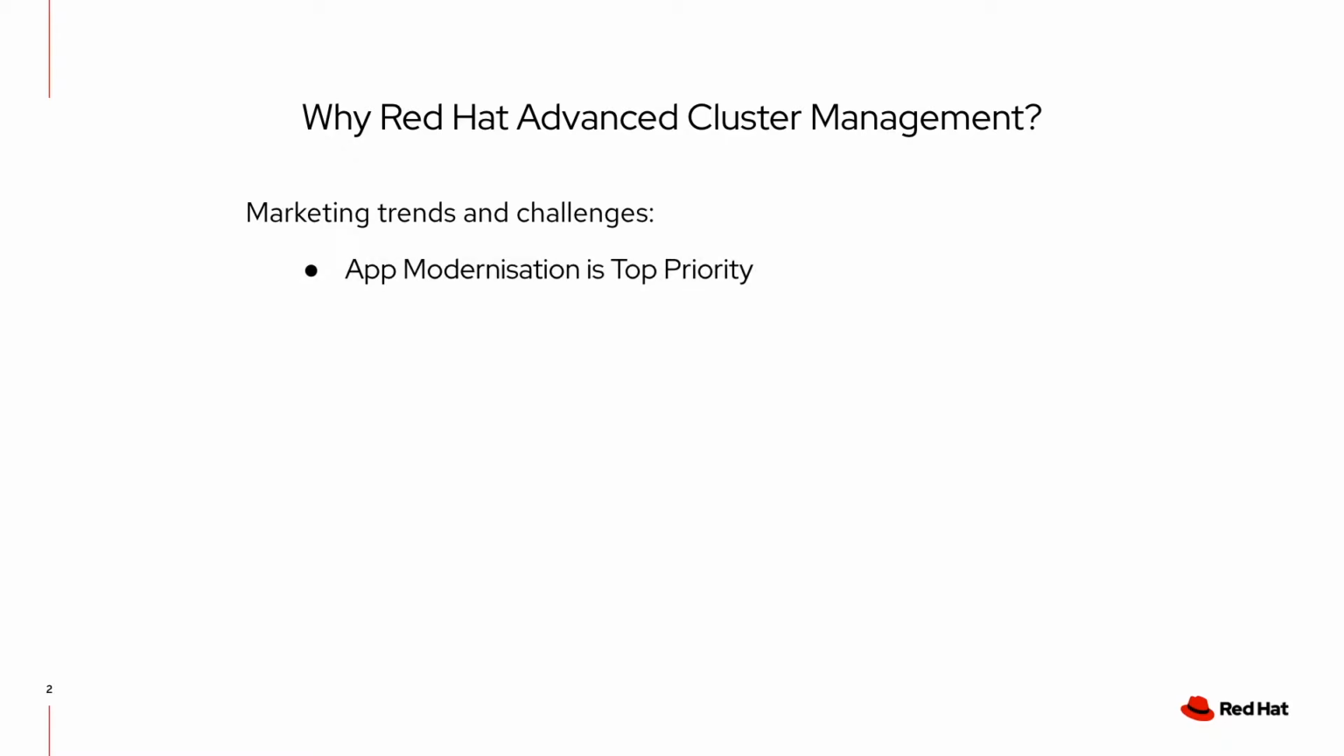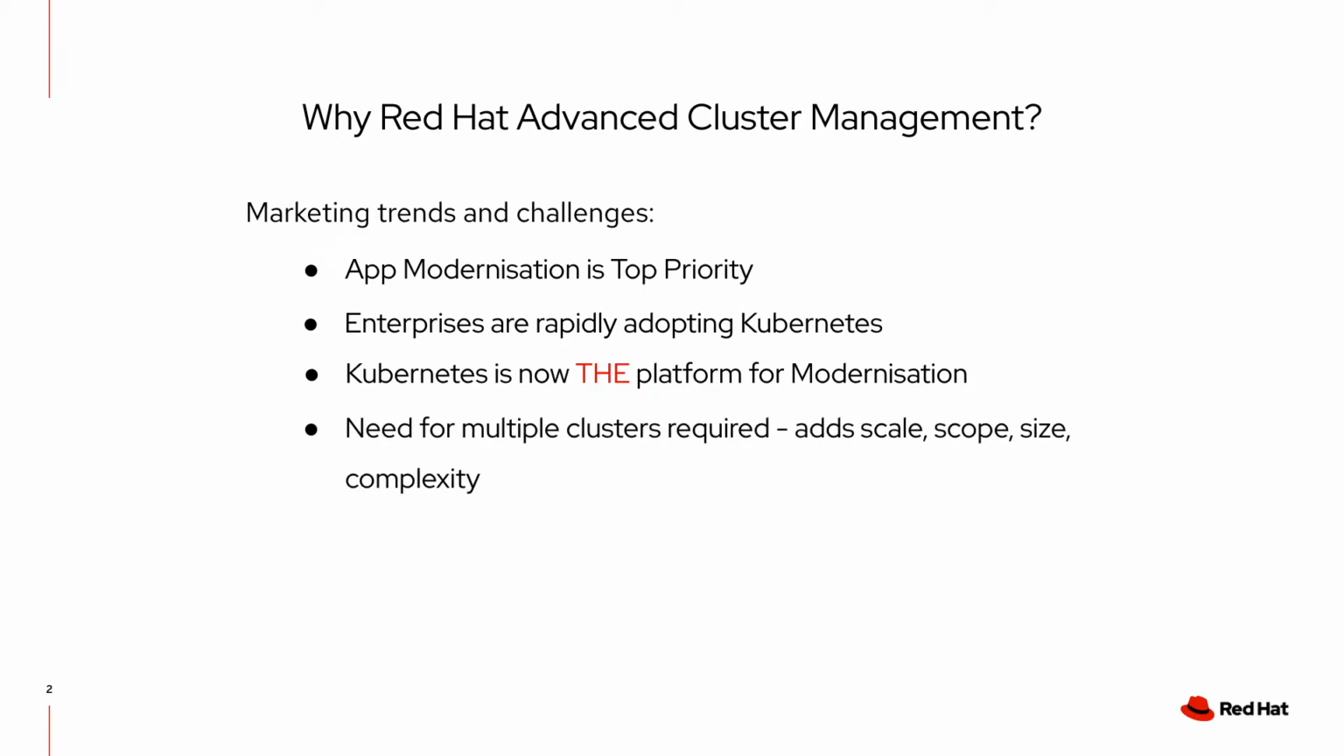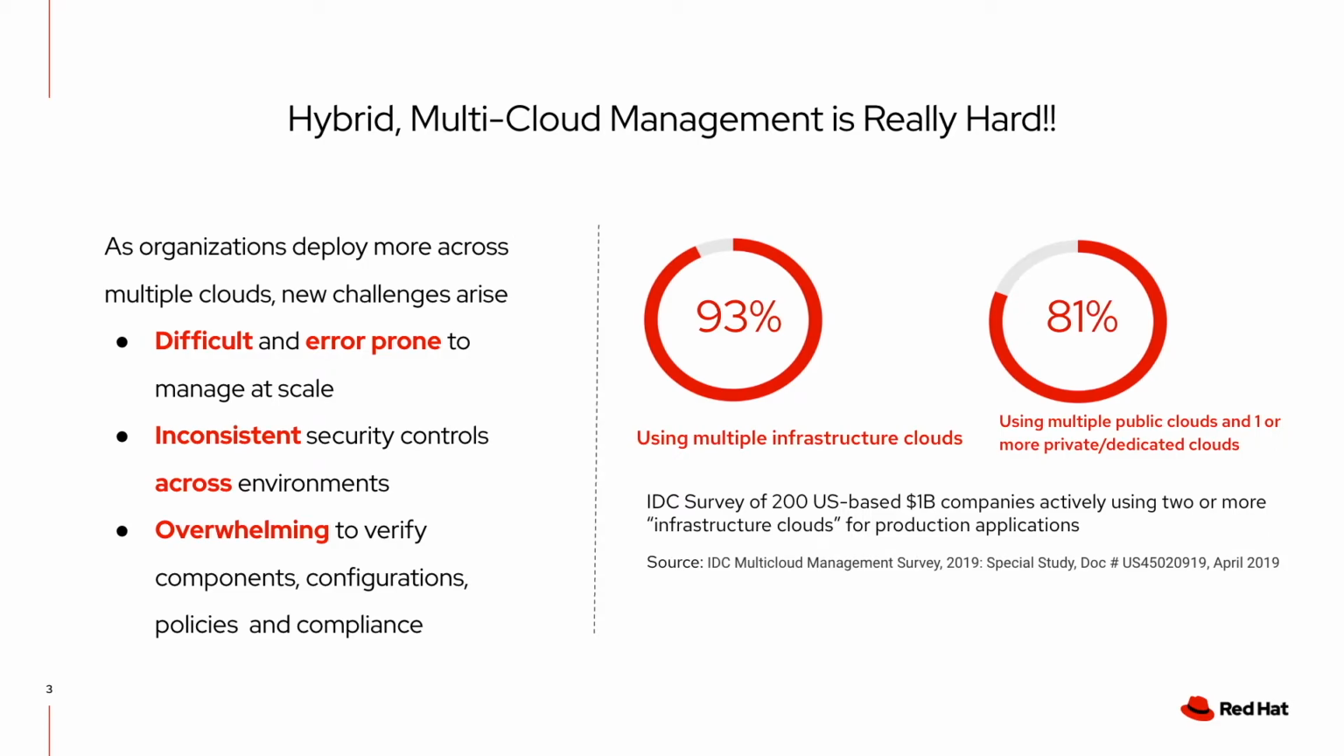Right now, app modernization is top priority for enterprises. Enterprises are rapidly adopting Kubernetes, resulting in Kubernetes being the platform for modernization. And these enterprises soon find out that they need multiple clusters because they want to add scale, scope, size, and at the same time, more complexity. The problem is compounded by multi-cloud.